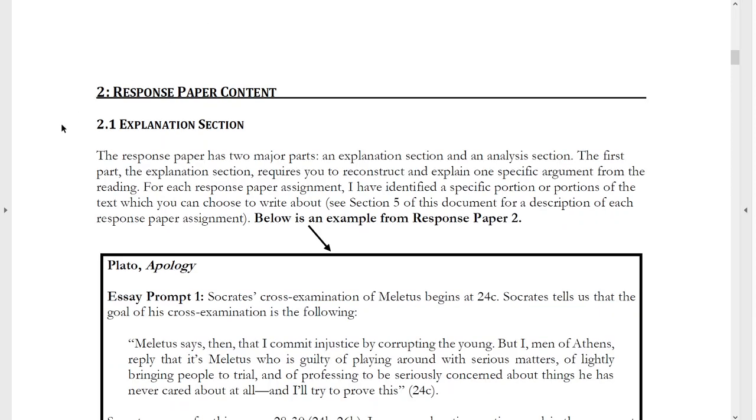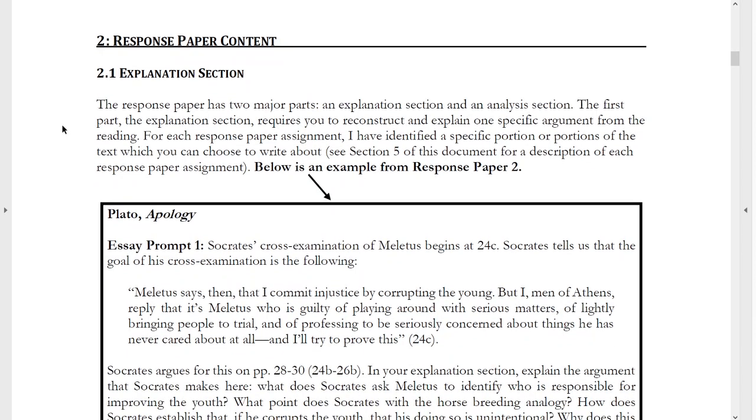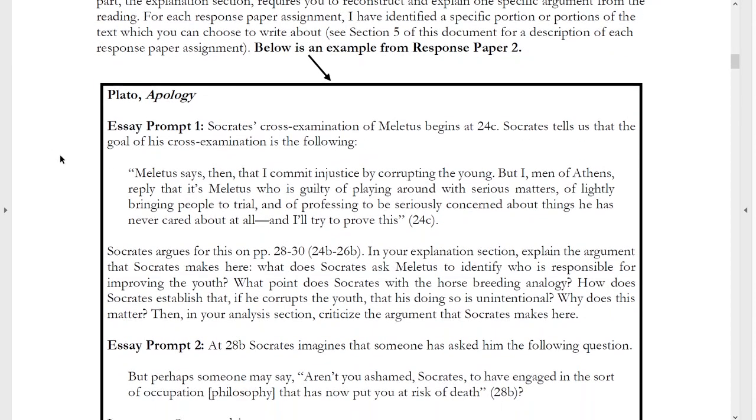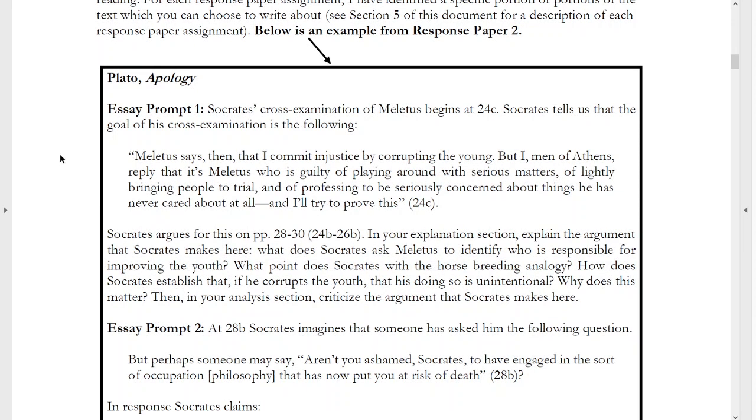Okay, so let's say a few things about the actual content of the paper and what I'll be looking for. So I already said that the explanation section of the paper is where you will be explaining the argument that's identified in the reading. All right, now, so let's just take a look at, to get a better idea of this, let's take a look at one specific response paper assignment in particular. So below I have the prompts from response paper 2.